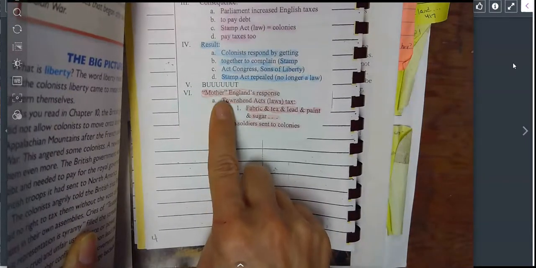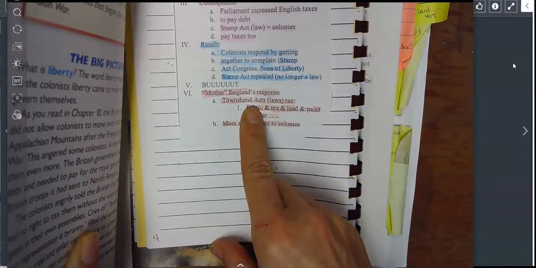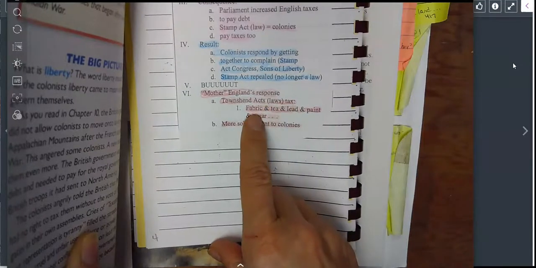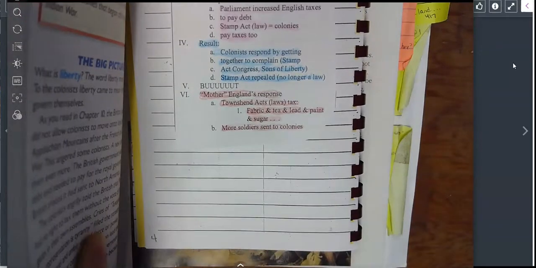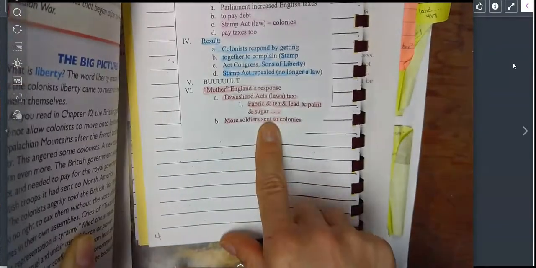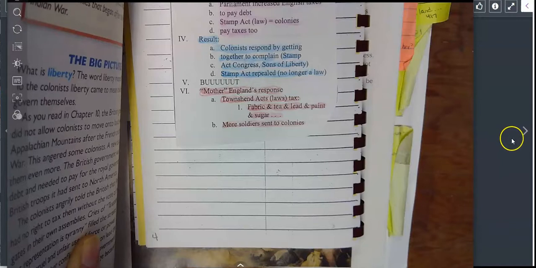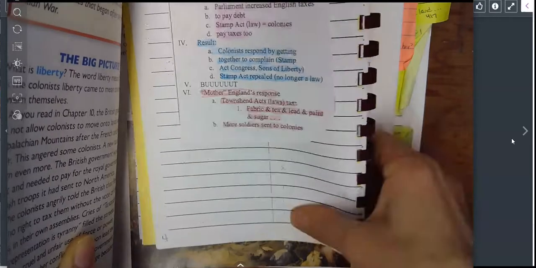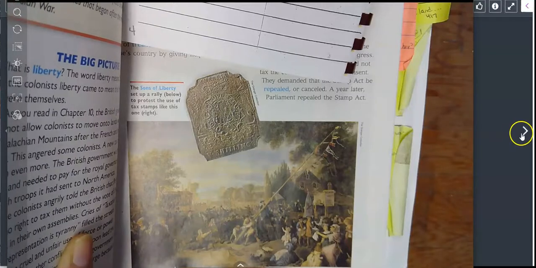But Parliament over in England wasn't ready to give up. As soon as they repealed the Stamp Act, they passed the Townsend Acts. These were just more taxes. Taxes on fabric, tea, lead, paint, and sugar. They sent more soldiers to the colonies. And today I'm going to leave you with the thought of, oh dear, what is going to happen with extra soldiers being sent to the colonies to gather this new tax? The first tax, the stamp tax, it didn't go so well. Now we're sending soldiers to gather it.